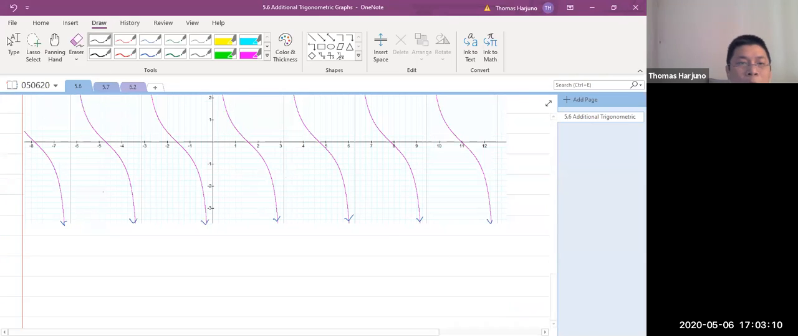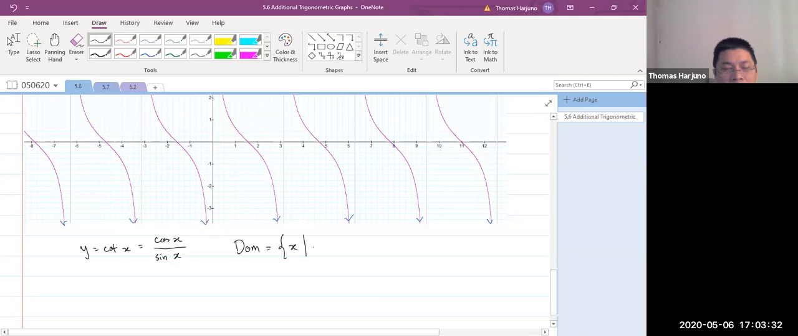So how to find the domain? We know that cotangent x is cosine x over sine x, right? Now the question of the domain of cotangent will be all those x where sine x is not zero, right? Does it make sense? All we need is that sine x is not zero. Now then, when will sine x not equal zero?